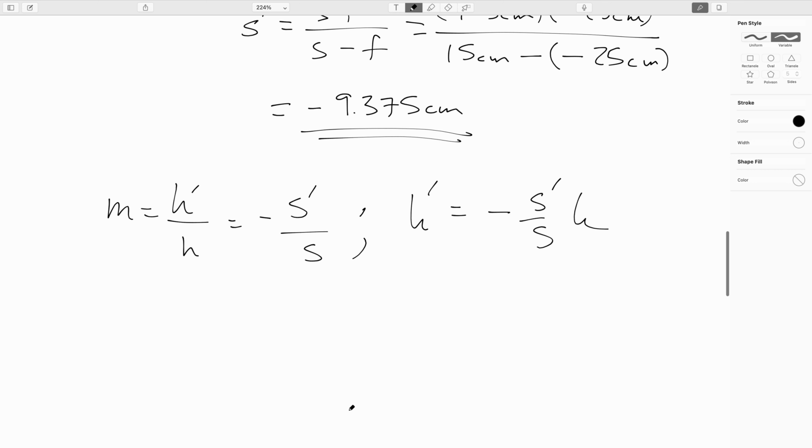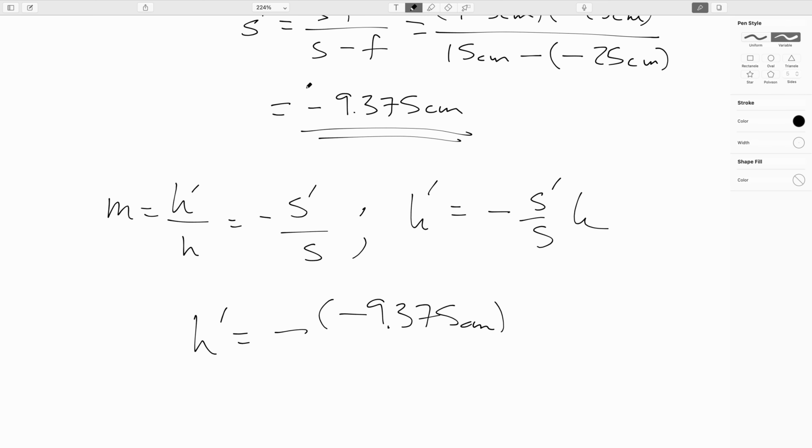So putting in, h prime will be minus a negative 9.375 centimeters. And again, you got to keep that minus sign or things won't work out. We said the object distance was plus 15 centimeters. Probably good practice to even carry your plus signs just to be super careful. And then we said the object height was plus 3 centimeters because it was upright.